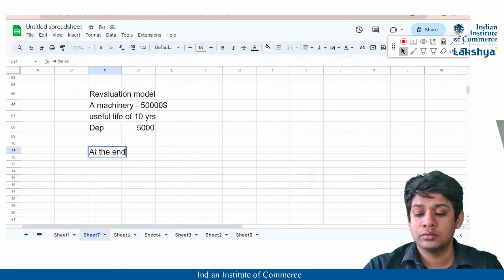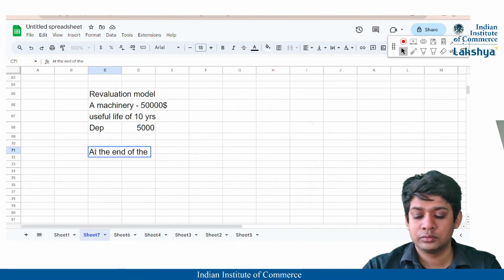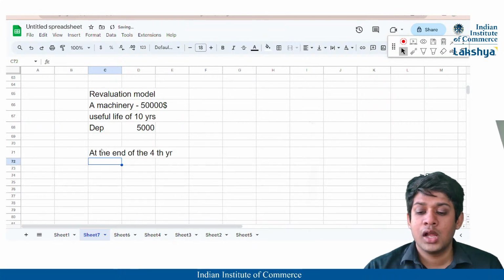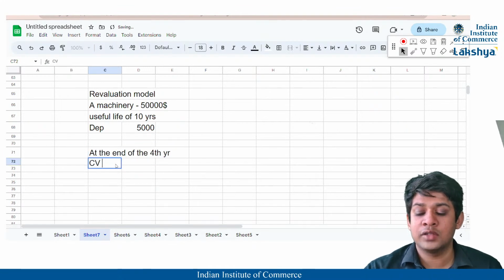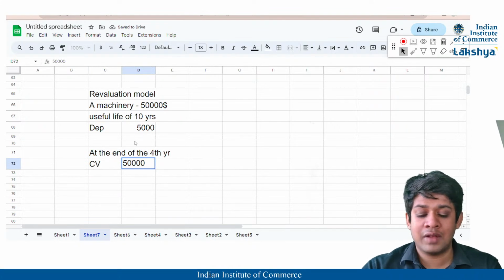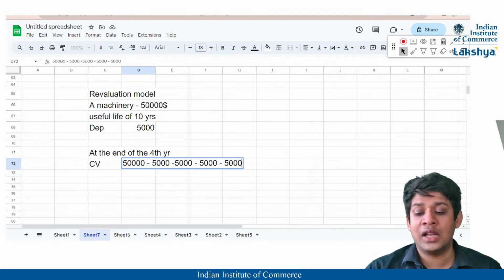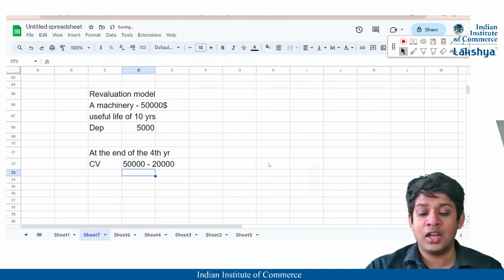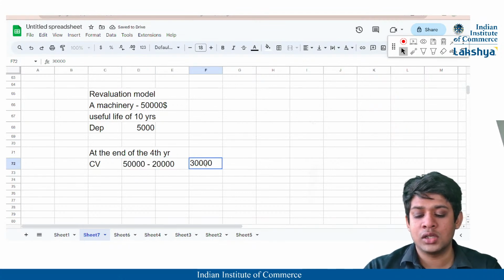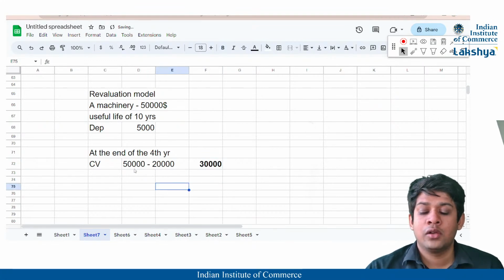At the end of the fourth year, what will be the carrying value of my asset? My carrying value of the asset will be 50,000, the original value, minus 5,000 I might have charged for the first year, 5,000 for the second year, 5,000 for the third, and 5,000 for the fourth. So in total, I've charged 20,000 as depreciation till the end of the fourth year, right? So I'll just directly deduct 20,000. So the carrying value of my asset will thus become 30,000 at the end of the fourth year, right?